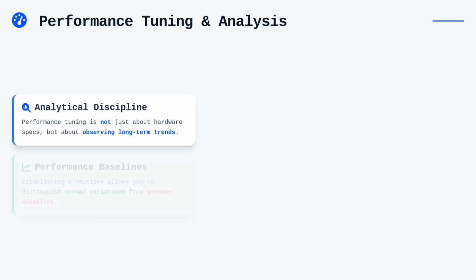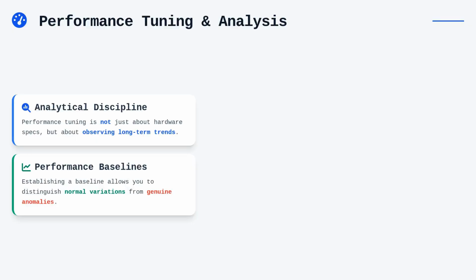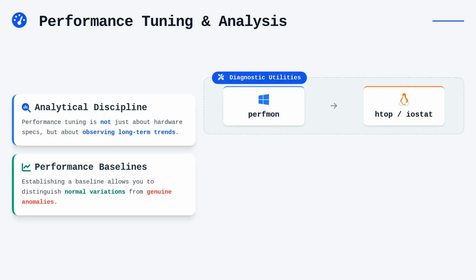By establishing a robust performance baseline, you gain the ability to distinguish between normal operational variations and genuine anomalies that signal an impending failure. We will examine how to leverage diagnostic utilities like Perfmon on Windows or Top and Iostat on Linux to capture these essential metrics.